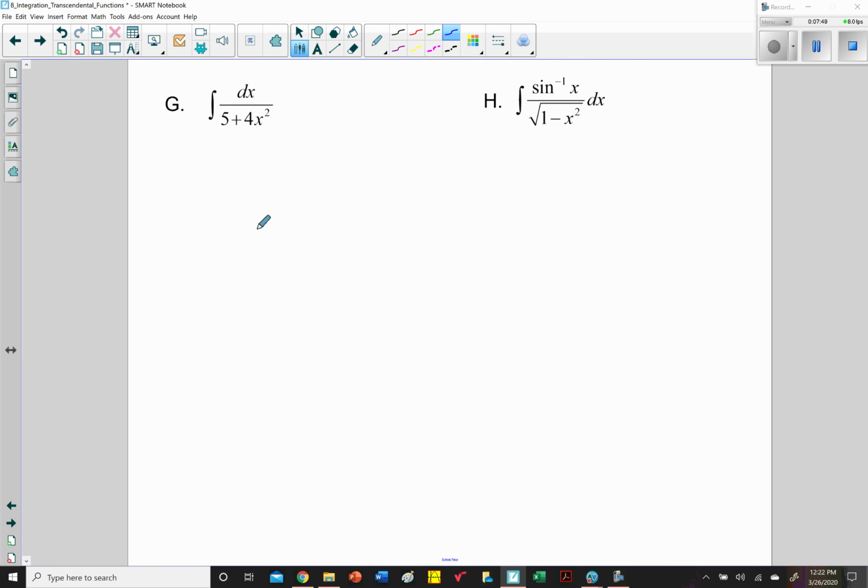Okay, this one looks like an inverse tangent to me. And I'm seeing a is the square root of 5, because this is a squared plus u squared. And our u would be 2x, since 2x quantity squared is the 4x squared. And maybe we'll just make a note in our head. This is tan inverse of something. So we believe that's tan inverse of something.